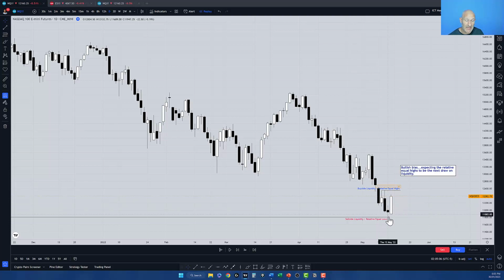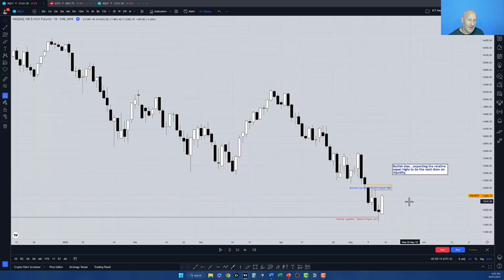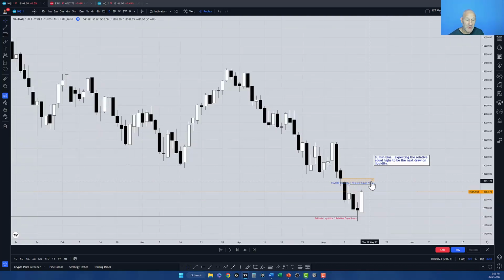You can see we've reacted to that, the market's drawn backwards. And so even though the trend has been bearish, we now have a bullish bias because we're expecting price to reach into these relative equal highs, this buy side liquidity here. And we also have a volume imbalance just here as well. So we're expecting this to be quite a strong draw on liquidity, and we're expecting price to draw up into that level. So going into the session on the 16th, we actually have a bullish bias.